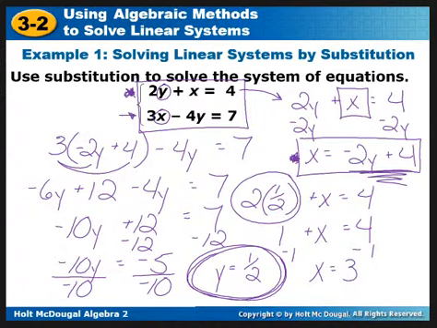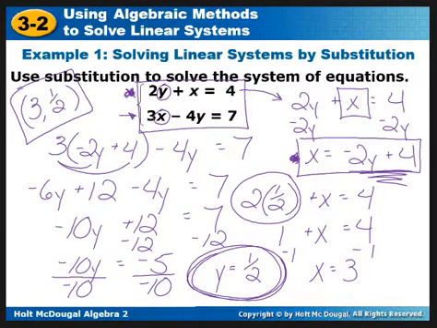Now I found an x and I found a y, and what you need to do is report your answer as an ordered pair, or something that looks like it represents a point. What this represents is the point at which the two lines, or the two linear equations that we were given, would intersect.